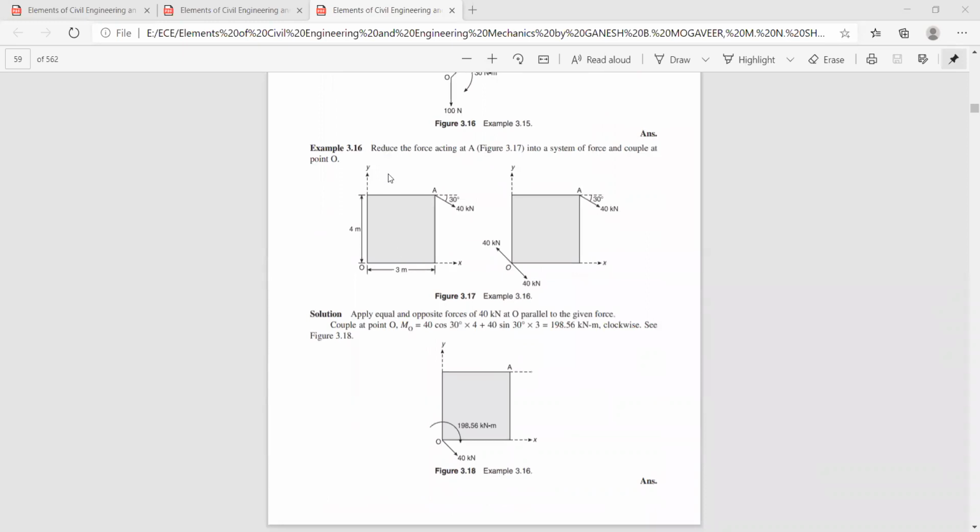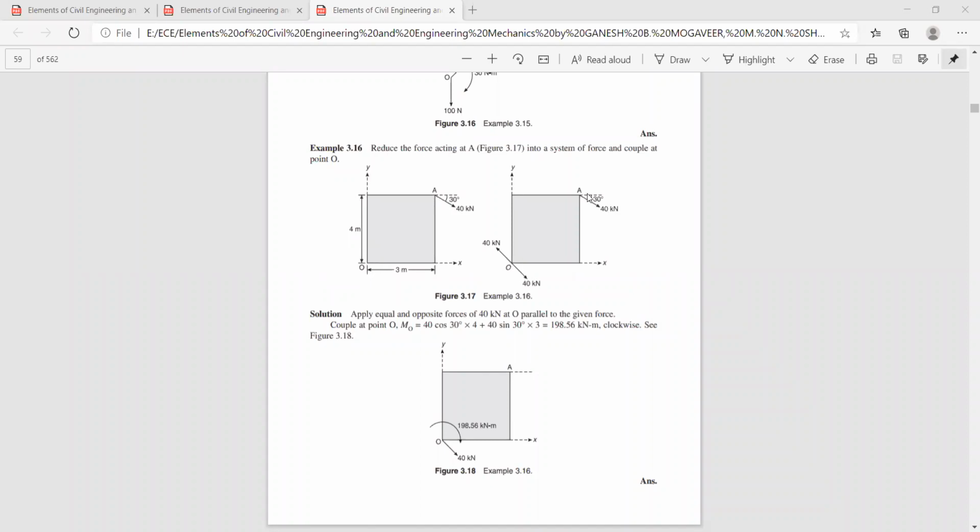So again, you have one more problem with respect to couple. Reduce the force acting at A into a system of forces and couple at point O. Again here, you need to find the effect of this force. You have a rectangular block, and at point A it is subjected to a force of 40 Newton, which makes an angle of 30 degrees with the horizontal. The height is 4 meters and the width is 3 meters. So you have to find the effect of this force about point O.